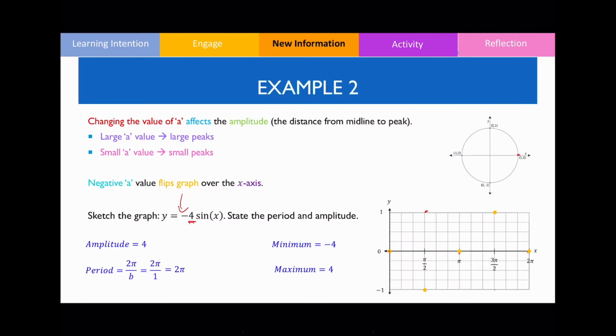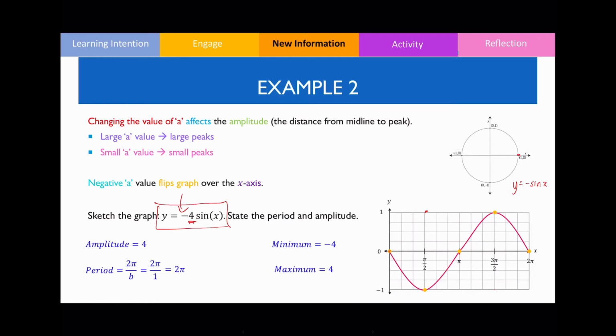Obviously, these points over here, because they're on the x-axis, if you flip them, they're still going to be at the same location. So therefore, this graph over here is going to be y is equal to negative sine x, but we need to graph y is equal to -4 sine x.